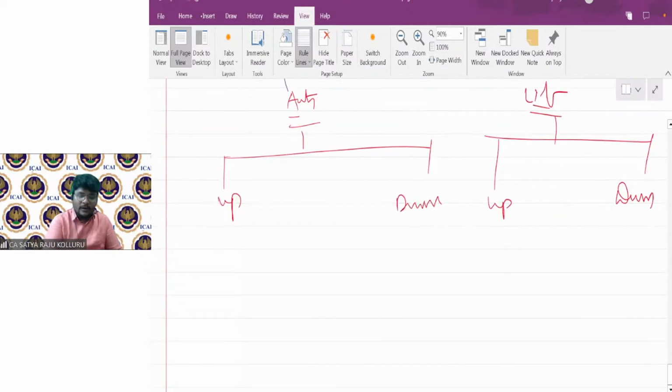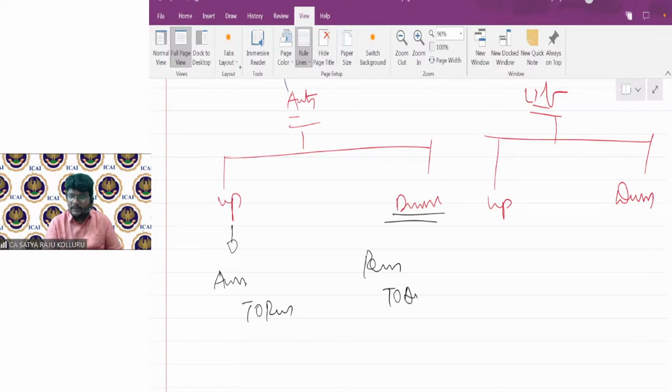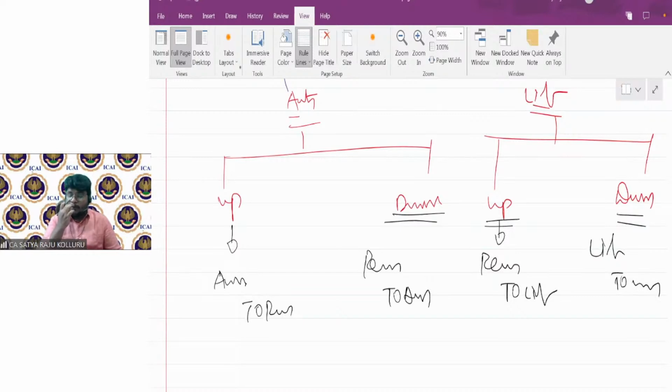In case of upward revaluation of asset, which is a profit situation, that's why the entry is asset to reconstruction. In case of downward revaluation, loss is possible. That's why reconstruction to asset. In case of upward revaluation of liability, which is clearly a loss situation, that's why reconstruction to liability. In case of downward revaluation of liability, which is a profit situation, that's why liability to reconstruction. So we may come across the same number of times while doing the problems.